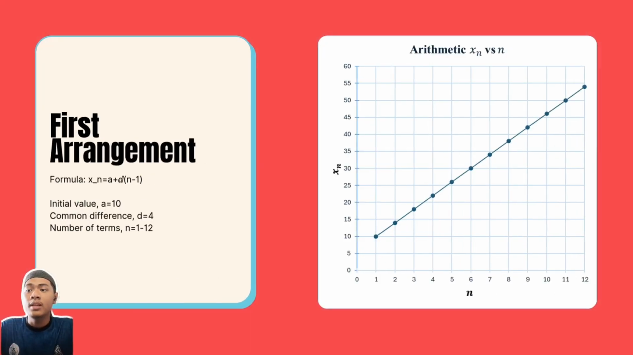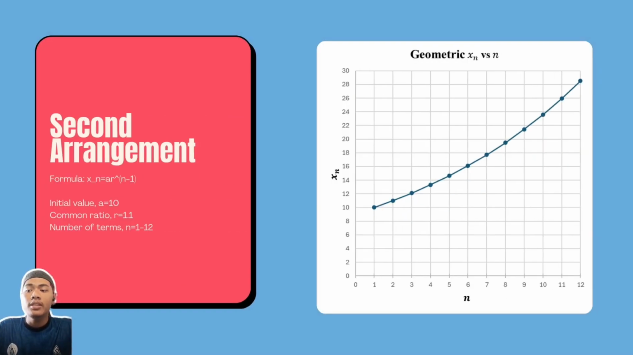For the first arrangement, an arithmetic sequence was used with initial value A equals 10, common difference D equals 4, and number of terms N ranging from 1 to 12. All the values were entered into Excel and the arithmetic sequence was applied to generate each term automatically, with an increase of 4 for each successive term. For the second arrangement, a geometric sequence was used with initial value A equals 10, common ratio R equals 1.1, and number of terms N ranging from 1 to 12. All the values were entered into Excel and the geometric sequence was applied to generate each term automatically.